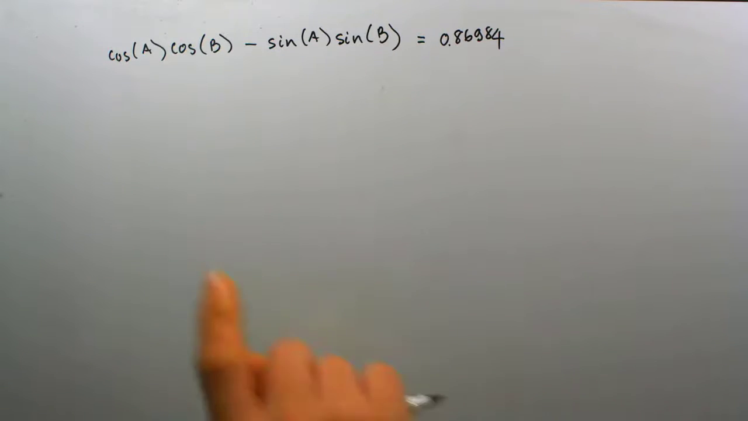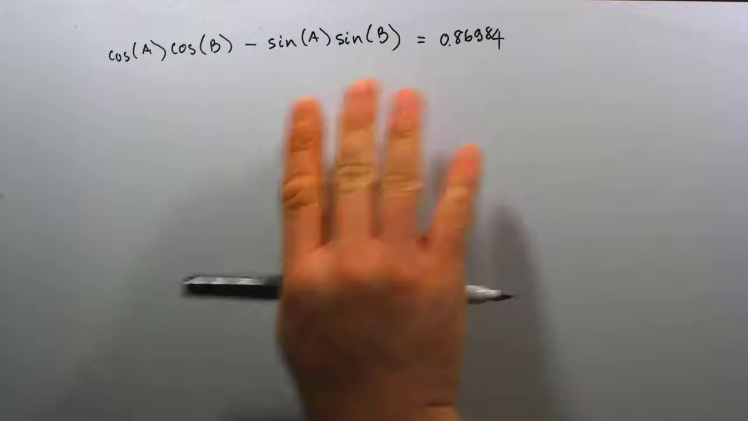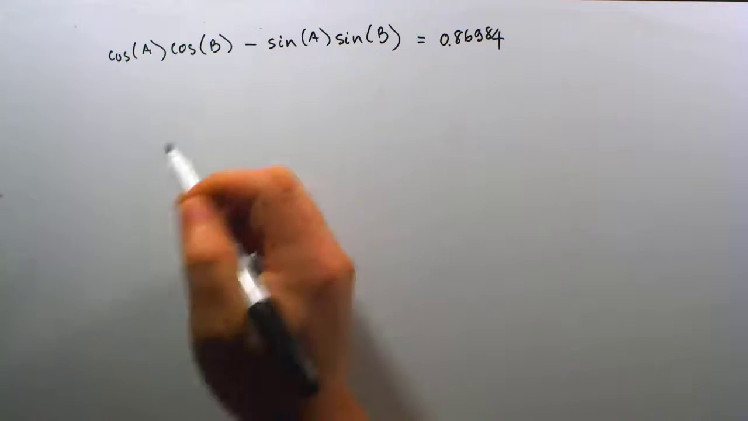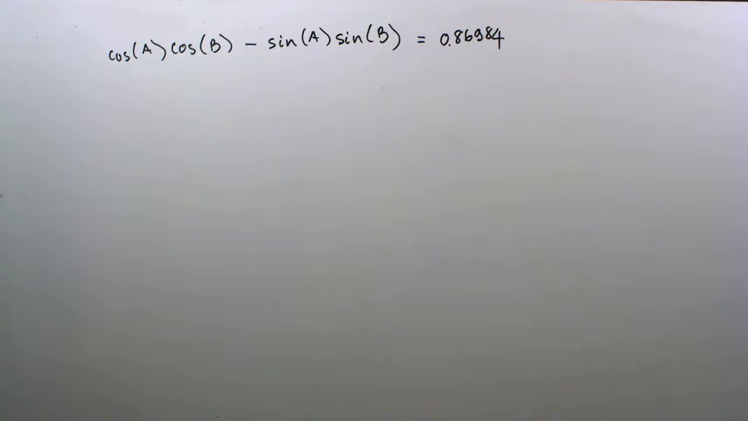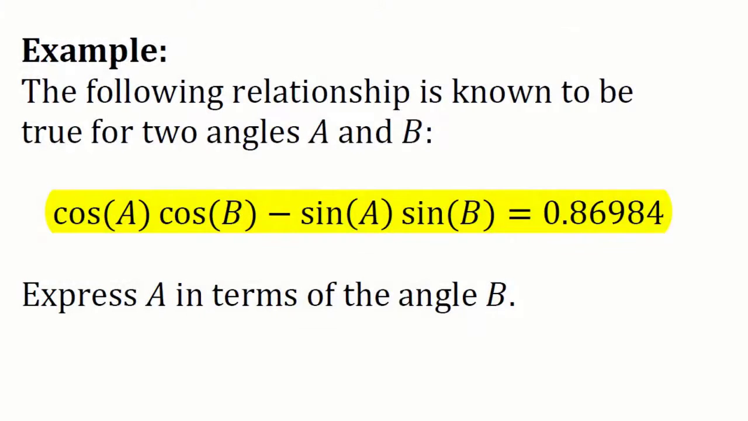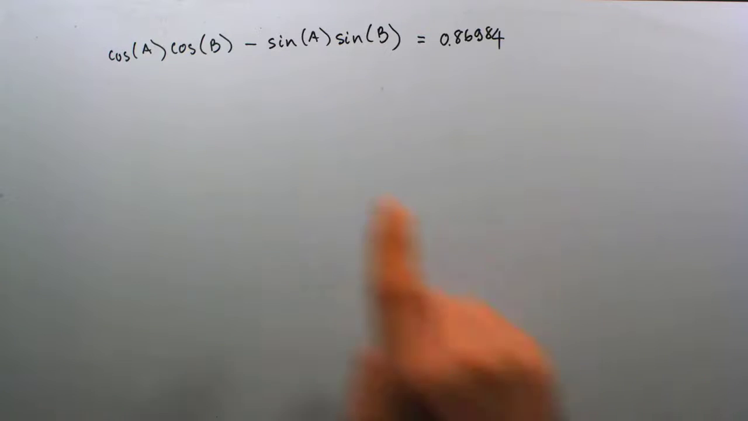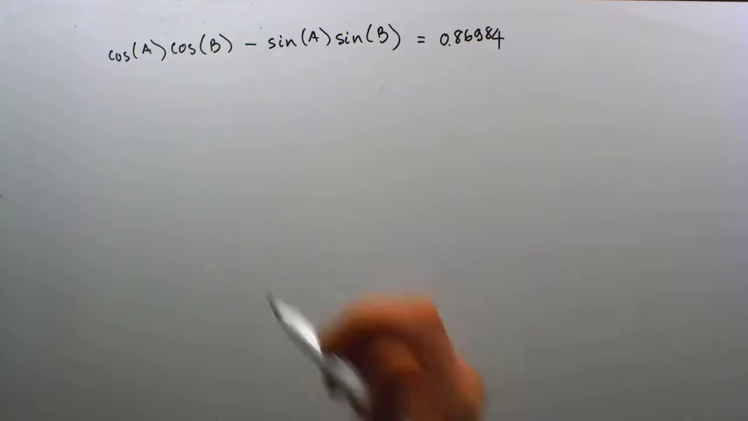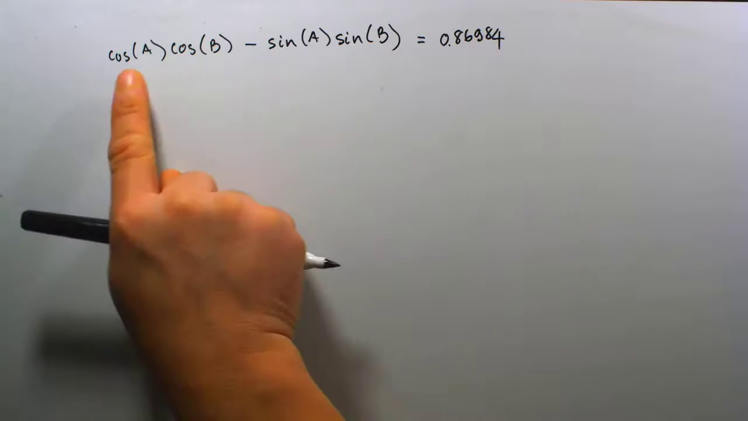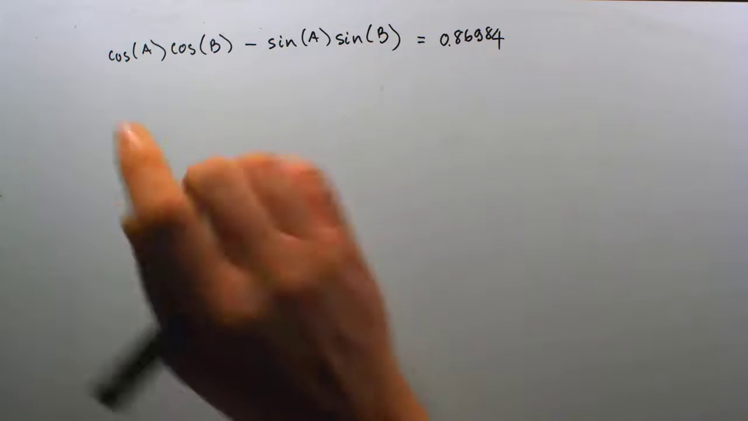All right, so from this relationship here as an equality, right now I am not really too worried about getting to the goal of the problem, that's to express A in terms of the angle B. So I'm not going to be worried about that goal of the problem yet. Let's now focus on what we can do with this left hand side of the relationship given in front of us right now.